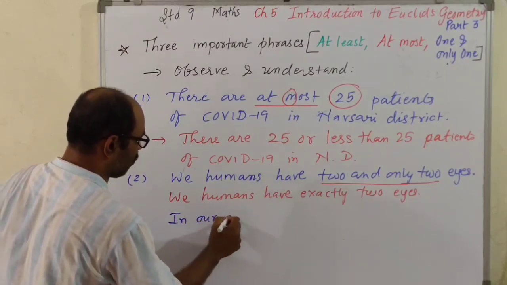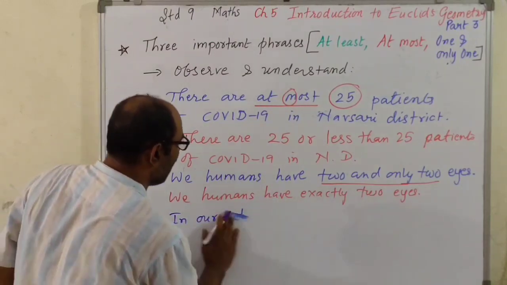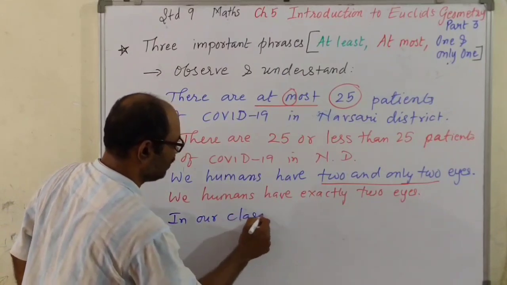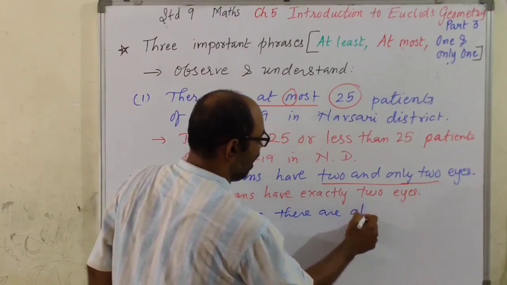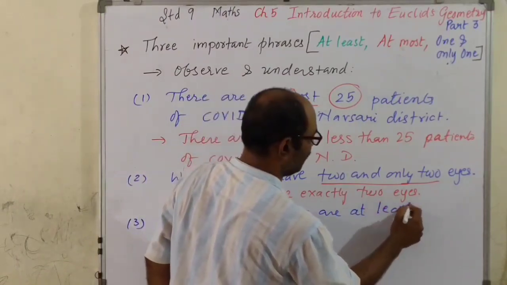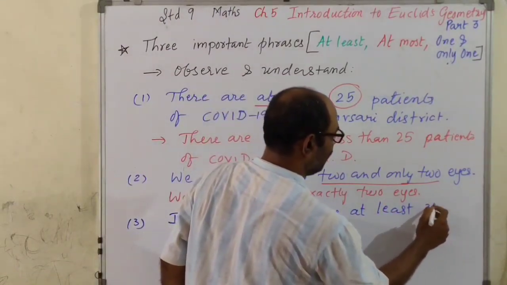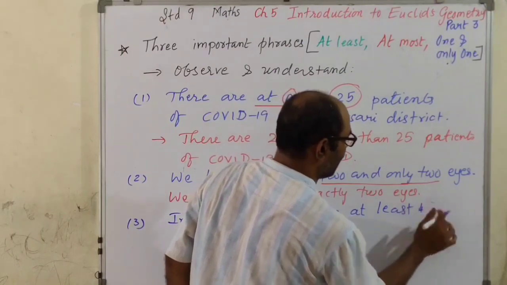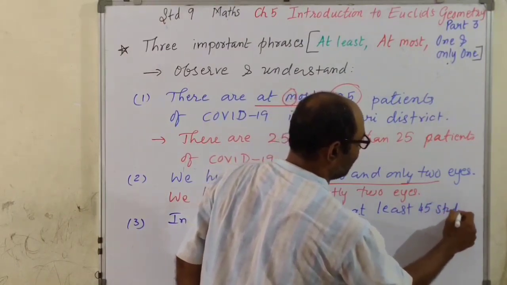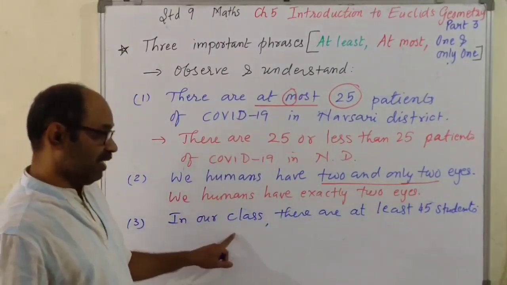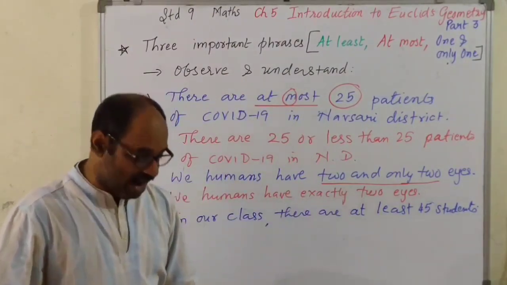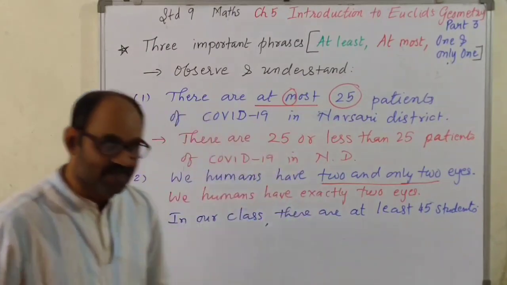In our school, in our class, there are at least 45 students. At least 45 students. In our class, there are at least 45 students.